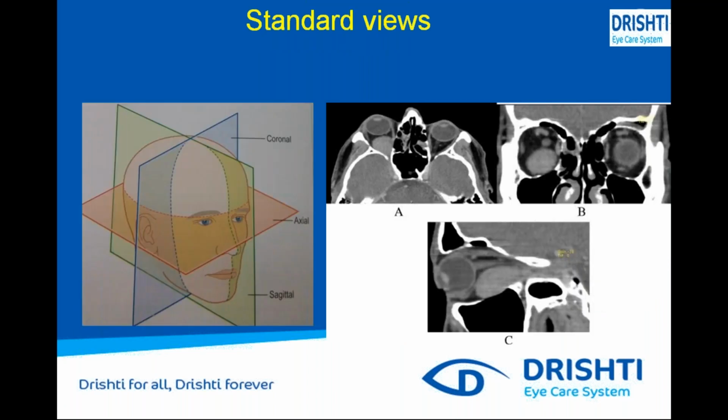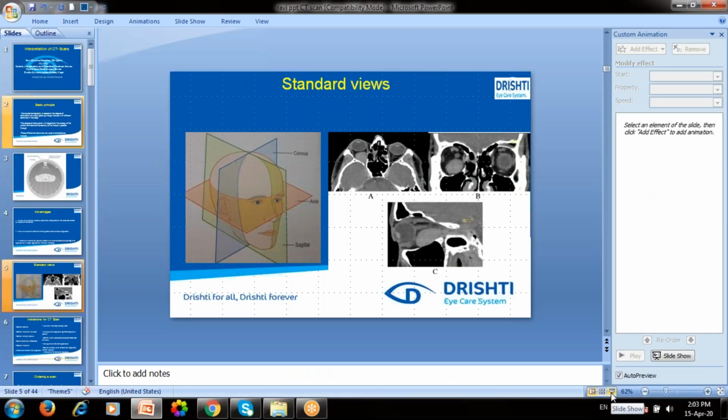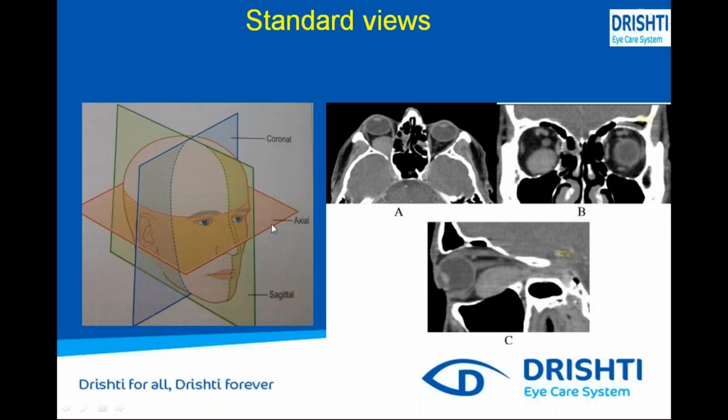So coming towards the views, there are two pictures. In this picture we can see the coronal, axial, and sagittal. In simpler terms, there are three types of views, three types of scans generally taken in the CT scan. So the first picture, this is the axial scan. The axial scan is taken from down to up, or up to down.